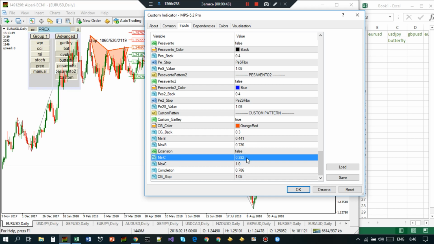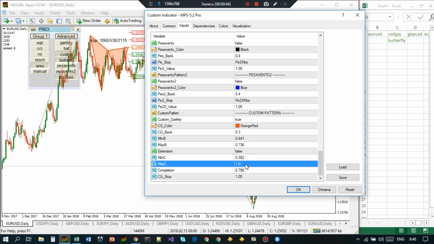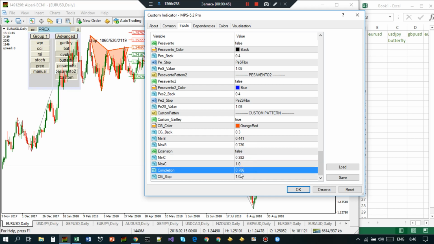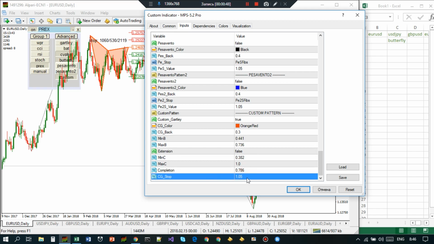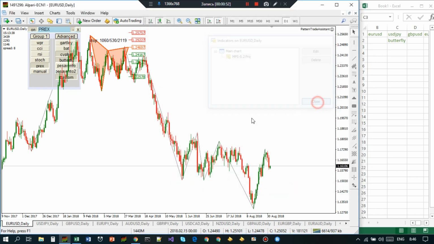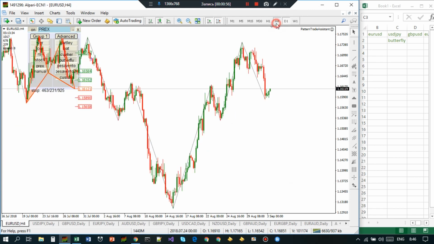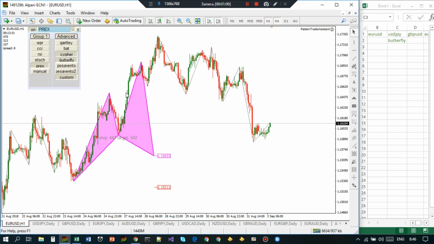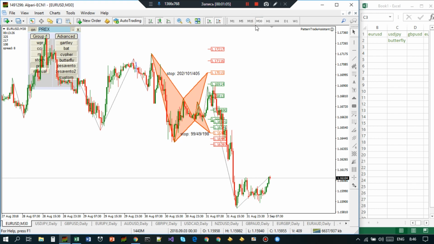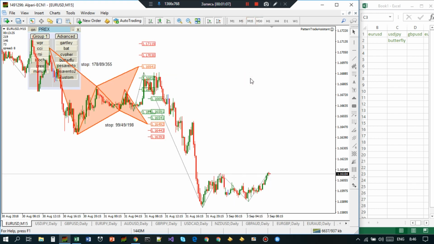Then we have the minimal C point, which is the standard 0.382, and 1. The completion of that is 0.786, and the invalidation is pretty standard, 5% above the X point. Okay, let us start. Euro dollar, we have nothing for our daily. This 1 hour is invalidated, 30 minute is nothing, and 15 minute is nothing as well.